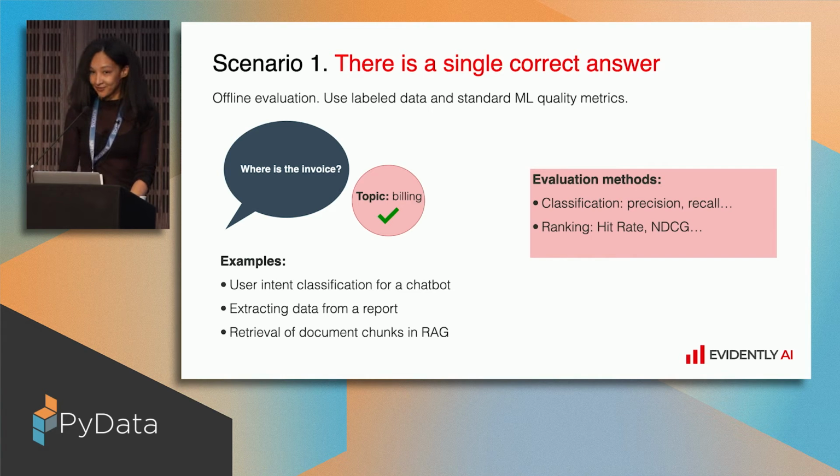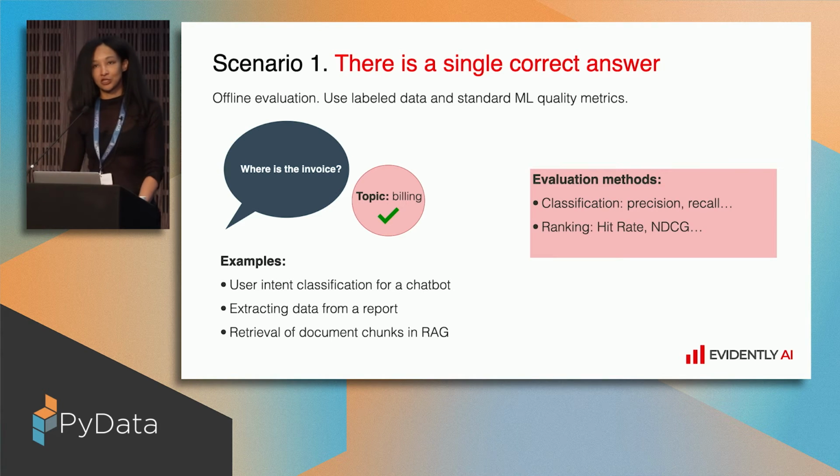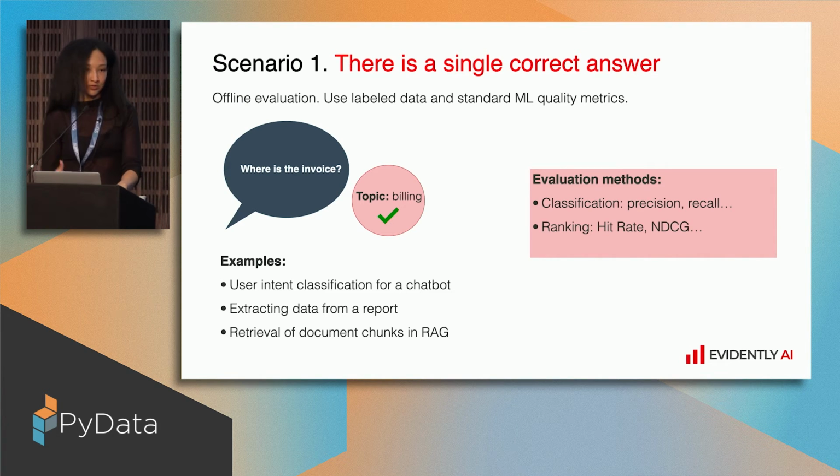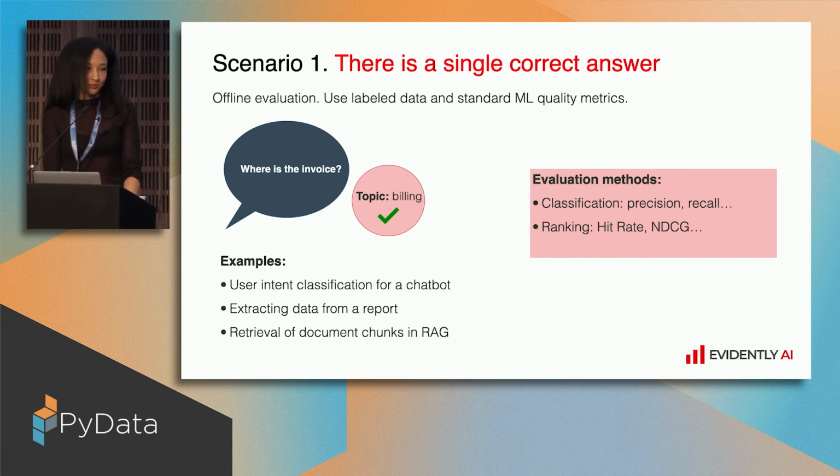If you're lucky enough to use non-generative application, where you do some, for instance, user intent classification for a chatbot, like where is the invoice? Oh, that's a question about billing, so that's classification problem. In this case, you can continue to use pretty traditional ways to measure the quality of your application. So if it's classification, then use classification metrics like precision, recall. For ranking, again, mean reciprocal rank, hit rate, NDCG, whatever, so we can keep it pretty traditional here.